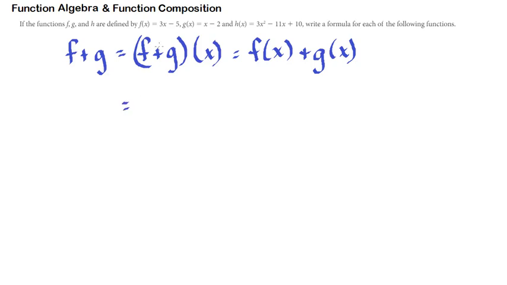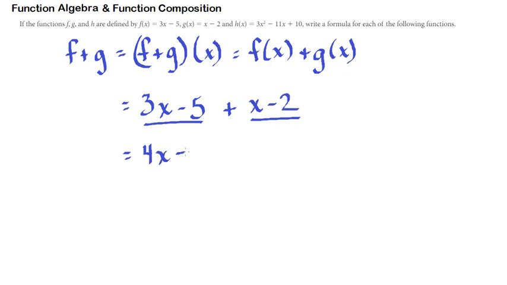You would just take your f, which is 3x minus 5, and then you would add to it x minus 2. There's your f, there's your g. Just add them together and simplify. 4x minus 7. And there is some function algebra, adding two functions together.